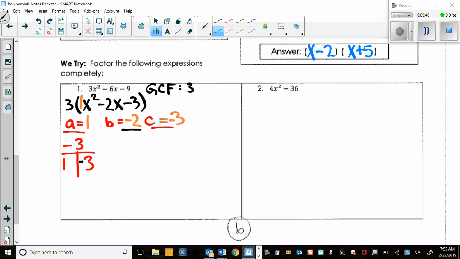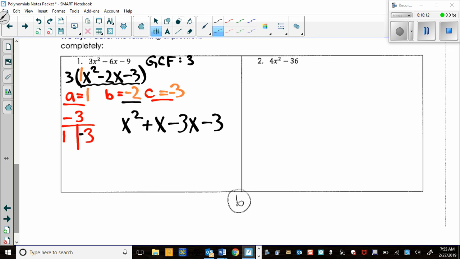Okay? Then we're going to go ahead and replace our middle term, negative 2x, with these magic numbers. So this is what it's going to look like. I'm only going to look at this part right now. So I'm going to write x squared plus 1x, because that is what this is, that's 1x, minus 3x minus 3.